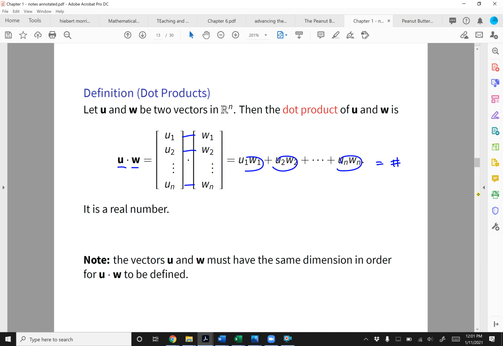There is one later we'll bump into called the outer product. There is one called the cross product, which is very useful, but we won't cover it in this class. You'll see it in multivariable calculus for sure. So we're going to be focusing on the dot product.